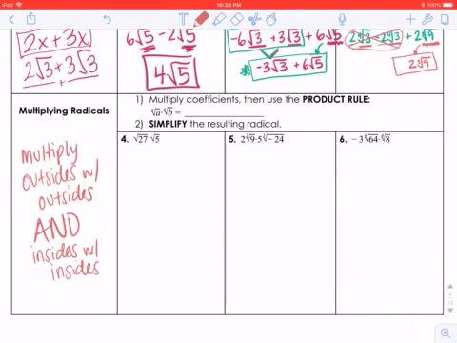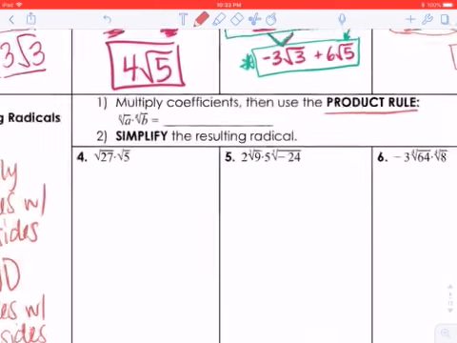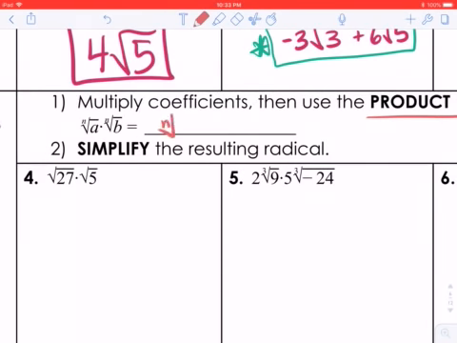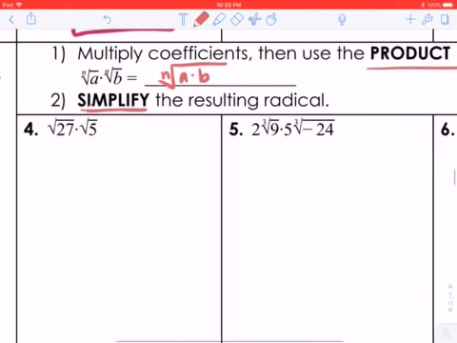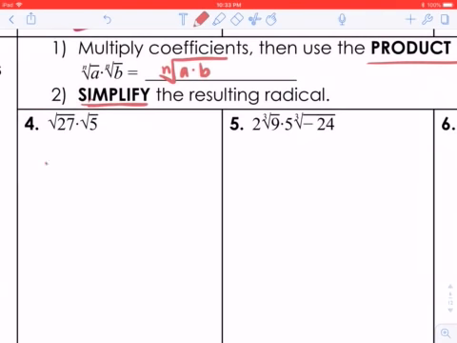All right. So we can use the product rule. The product rule says that if we have the same index, then we can just put A times B on the inside. We want to make sure that we simplify for sure. So if I have this here, I know that 27 times 5, inside with inside, you can do this on your calculator. I don't have mine out, so that's 135. So I multiplied them together. That's awesome. My next step is to simplify.